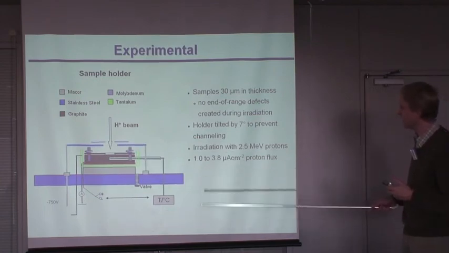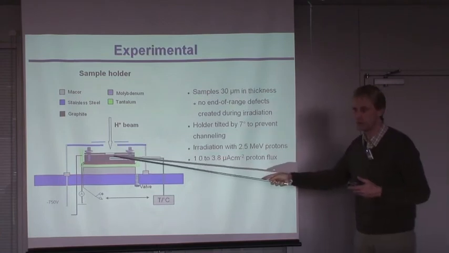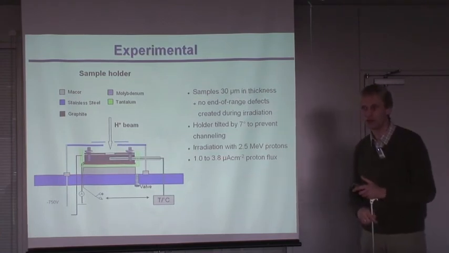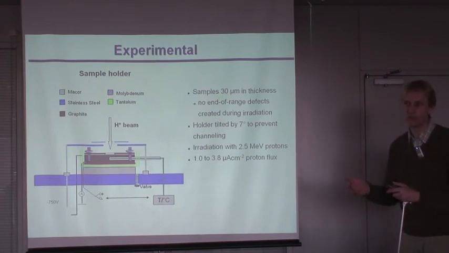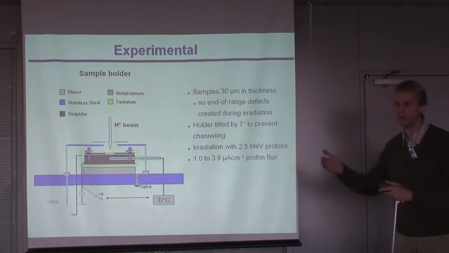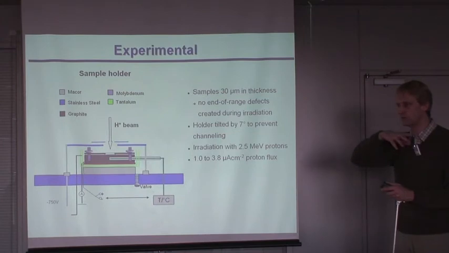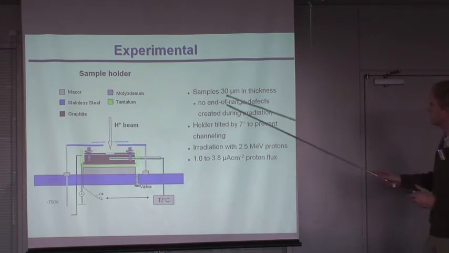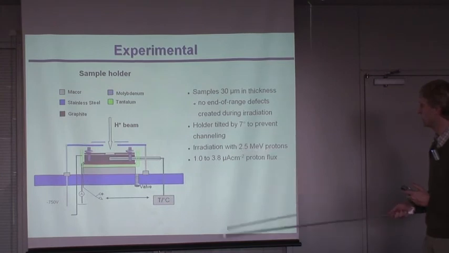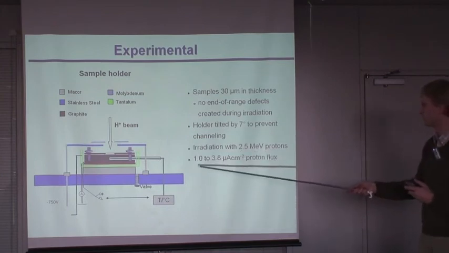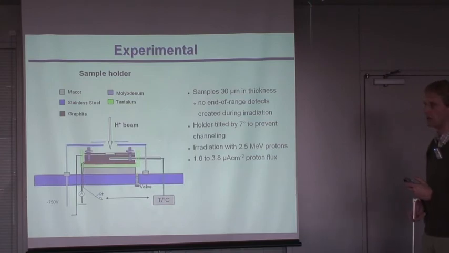And another important thing is that these samples which we use have to be very thin in order to make sure that all protons go through. If they wouldn't go through, you would end up with so-called end-of-range defects. At the end, if the protons lose most of their energy, you get a huge amount of defects inside. So you have to thin them down to about 30 micrometers in thickness. The holder is a little bit tilted in order to prevent channeling. And usually we take protons of 2.5 MeV and a proton flux in the range of 1.0 to 3.8 microamps.